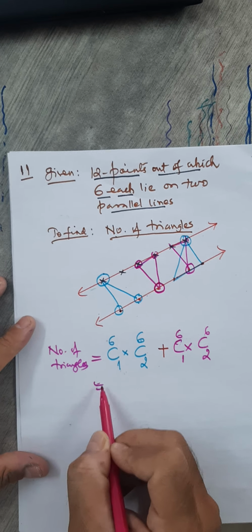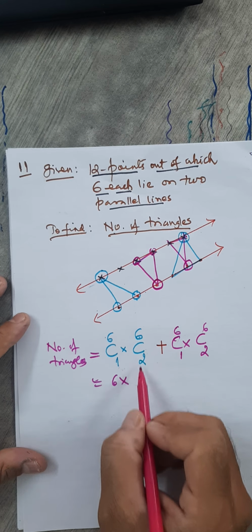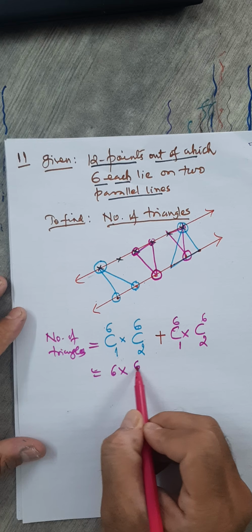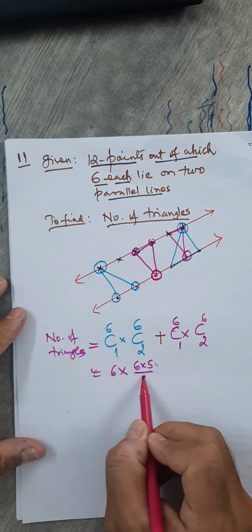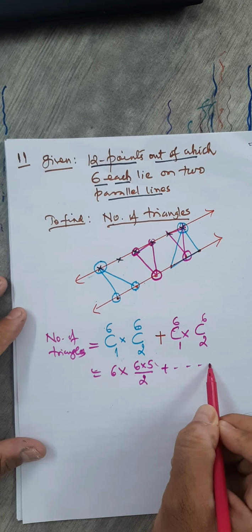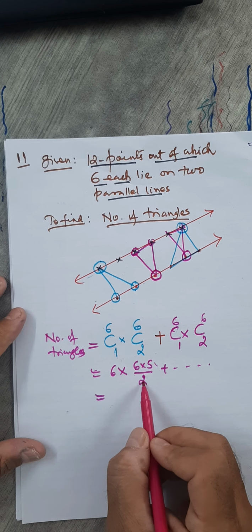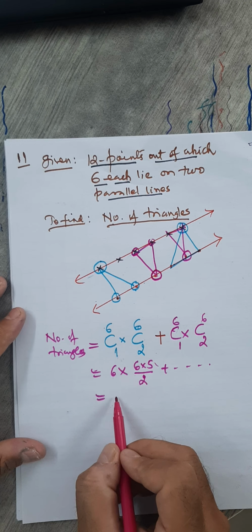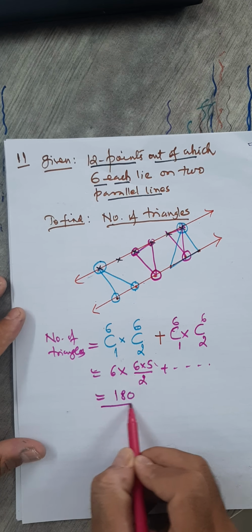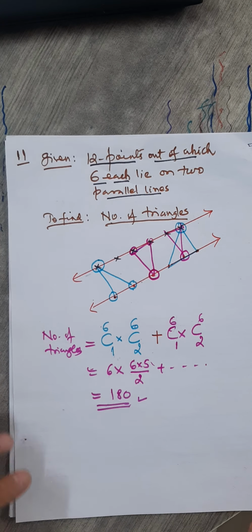Simplify, so I'll get the answer. What's 6C1? 6. What's 6C2? 6 into 5 into 4 factorial, नीचे वाला 4 factorial के साथ चला गया. So by 2, plus the same. What is this? 30 by 2, 15. This is into 6, so 90 plus 90. So we'll get the total 180. So 180 triangles can be formed.